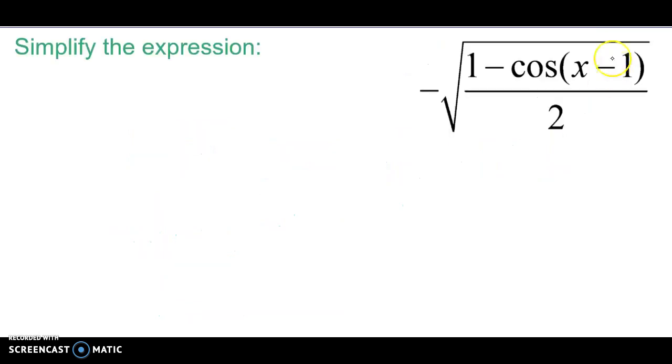All right, let's simplify this expression here. My hint for you is think about what this looks like. It should look like something. Go ahead, put me on pause. Okay, so this looks like the half angle identity for sine, right? Only difference is instead of just theta, we have x minus 1. So I have sine of x minus 1 all over 2.